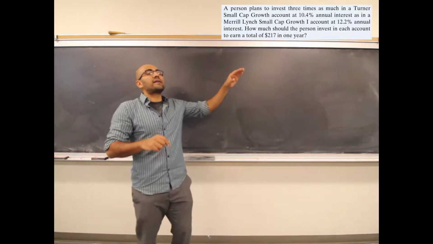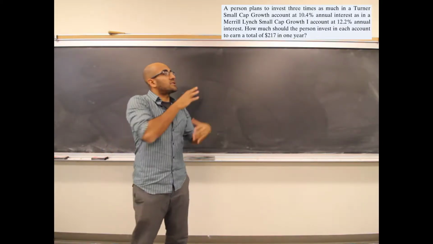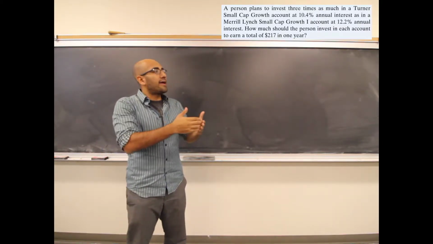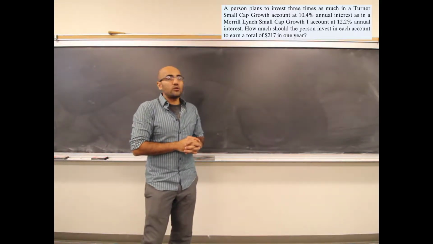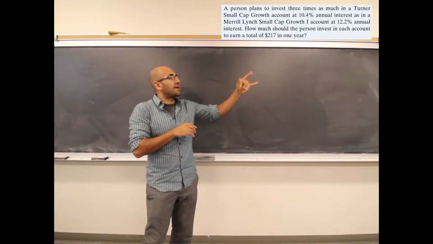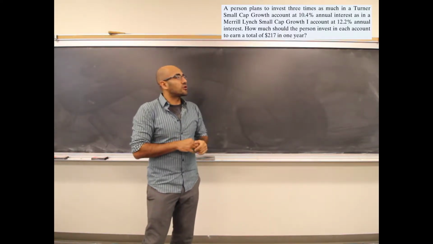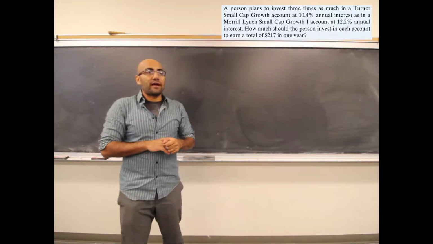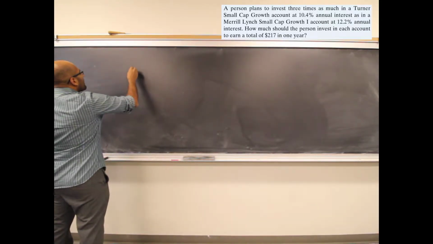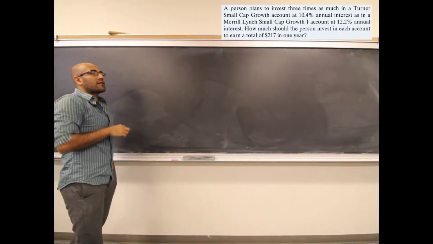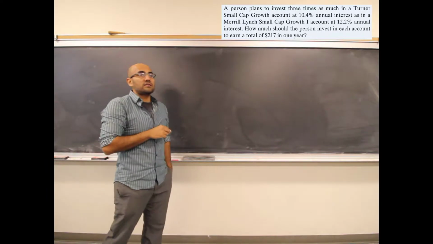Right? So you've already decided you want to play it a little safer by putting the majority of your money into the 10.4% and then a smaller amount into the 12.2%. And you've chosen to make it a 3-to-1 ratio. So you want to invest 3 times as much into the Turner account as you do the small cap account. So let's figure out how to come up with an equation that describes the total amount of interest earned as a function of the amount of money you invest in these numbers.